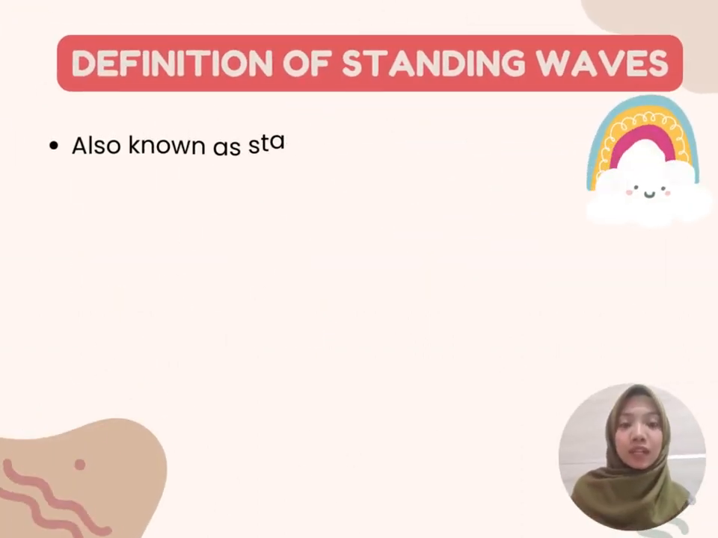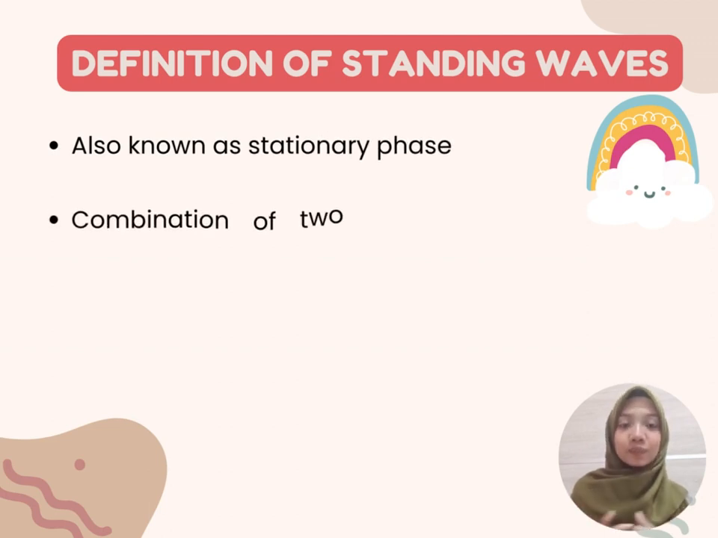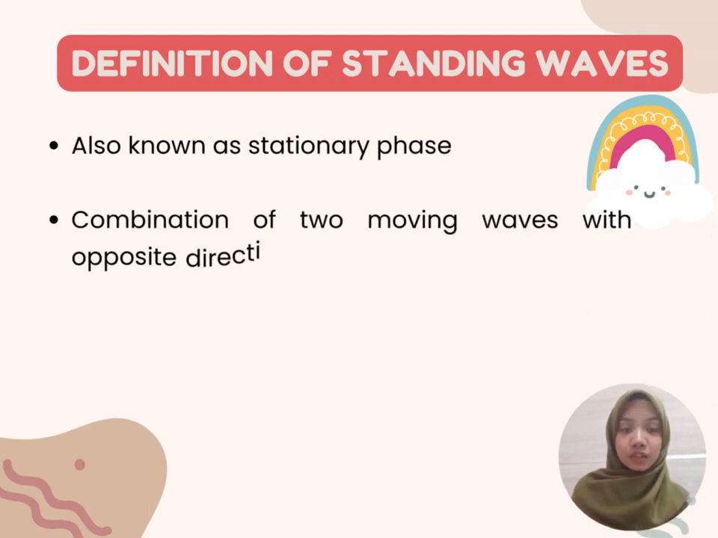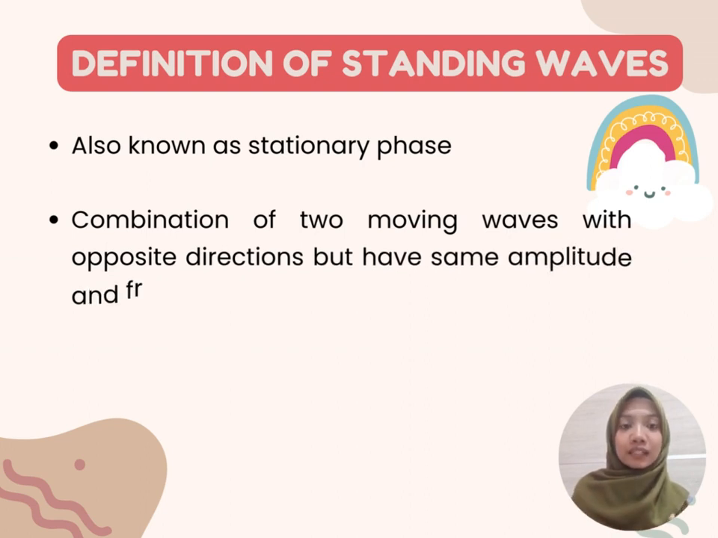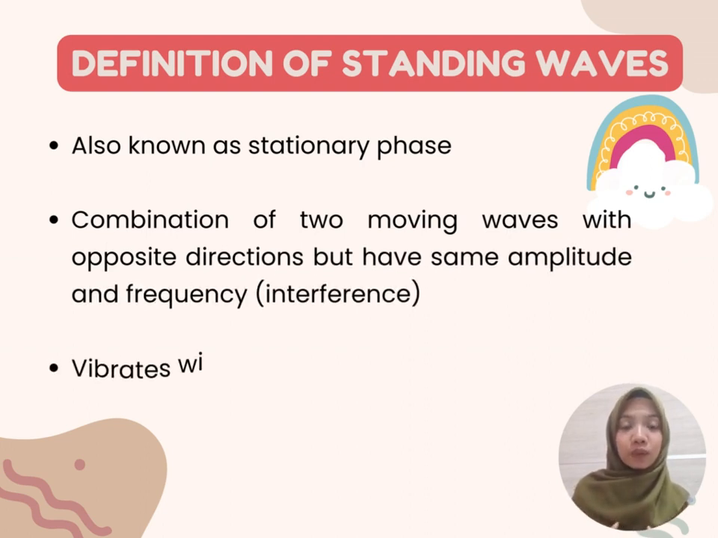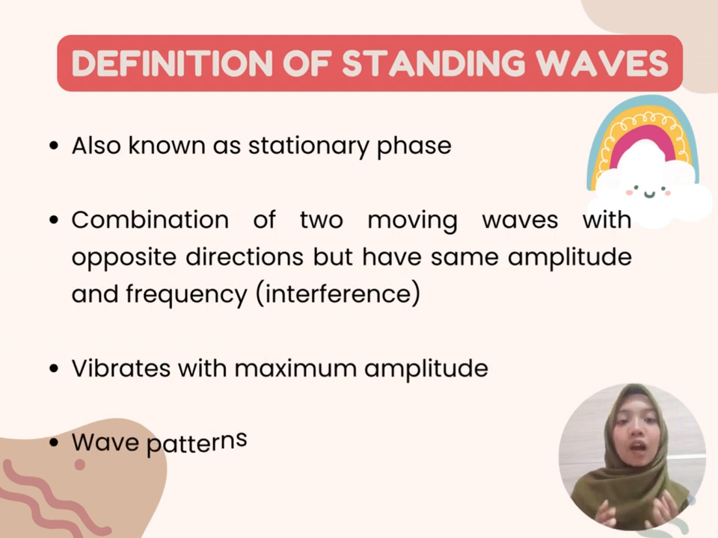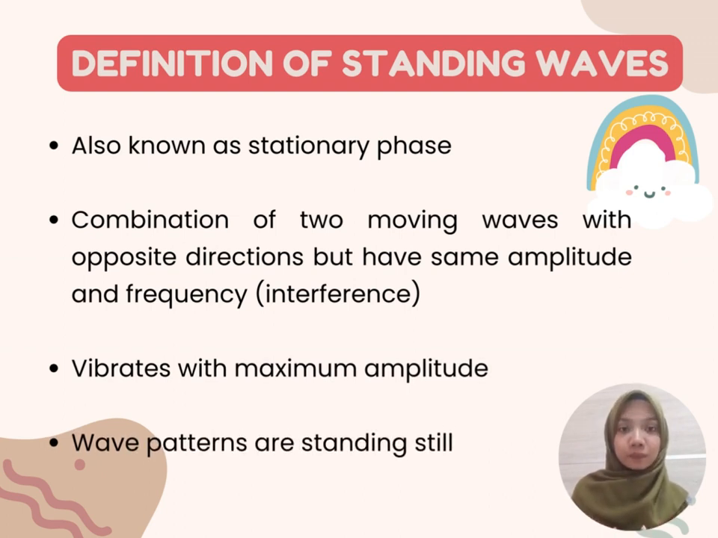Firstly, I would like to explain about standing wave definition. Standing wave is also called stationary wave. Standing wave can occur due to combination of 2 moving waves with opposite direction. However, these 2 moving waves will have the same amplitude and frequency, and this phenomenon is also called interference. Standing wave also vibrates with maximum amplitude. Stationary wave is also called standing wave because the wave patterns are standing still.